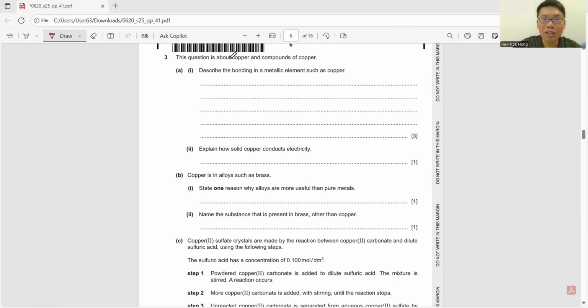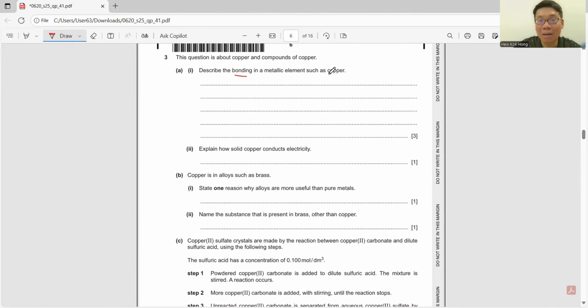Question 3. This question is about copper and compounds of copper. Asks you to describe the bonding in metallic elements such as copper. So this is a metallic bond. Metallic bond means that the metal atoms will arrange in this way, and then the outer shell electrons will form the electron sea, while the metal will become positive ions. So the positive and negative attraction will cause a strong electrostatic force, which forms this metallic bond.